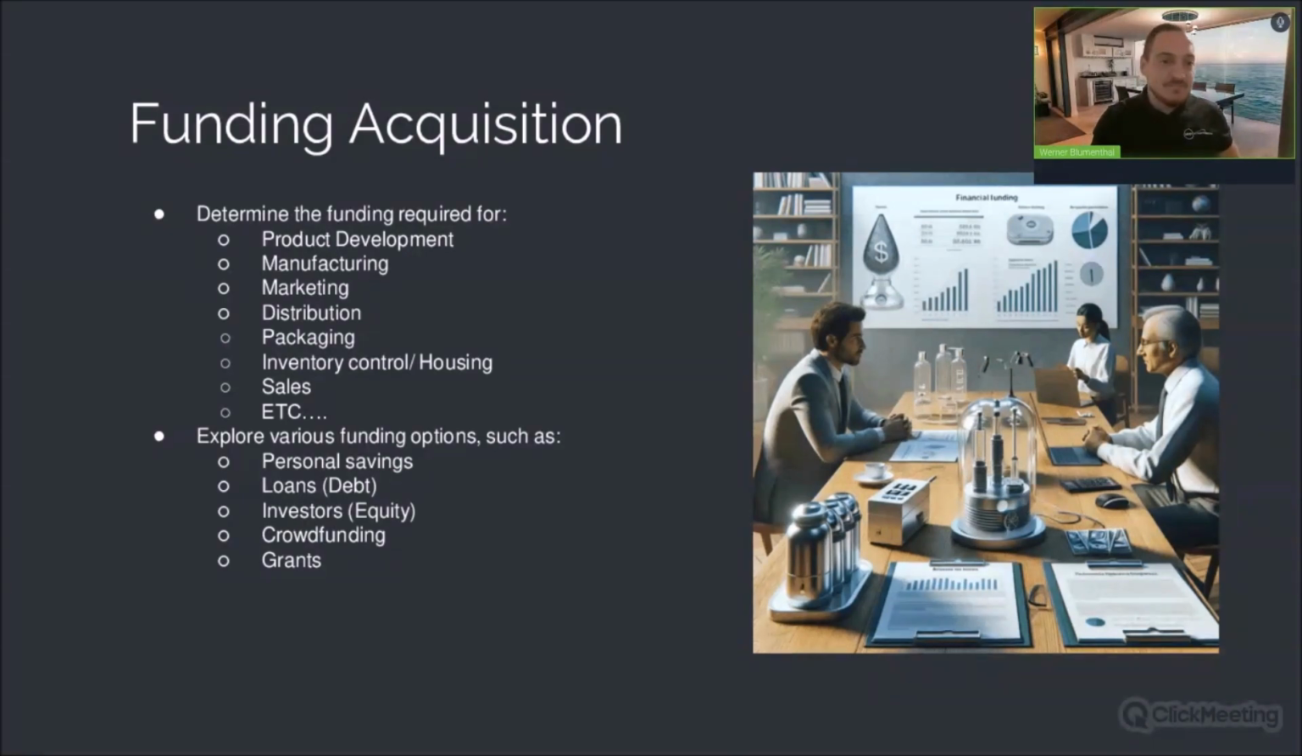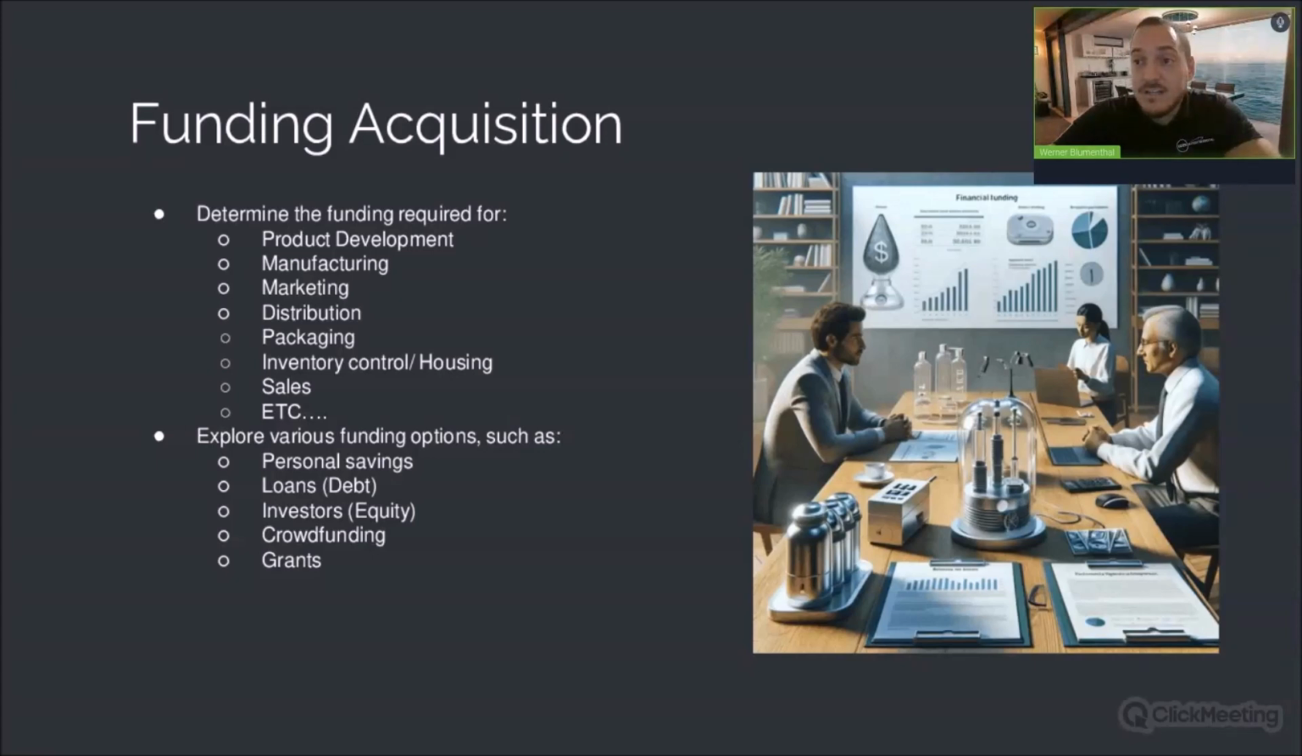Funding and acquisition: this is something that you want to look at now that you have this idea and it's refined. You need to understand how much it's going to cost. You want to focus on product development, manufacturing, marketing, distribution, packaging, inventory control and housing, etc. There's a lot of things that you want to look into. When you're looking at funding, there are different types of funding. Personal savings, that's high risk, obviously. You don't have to talk to anybody about it except maybe your spouse.